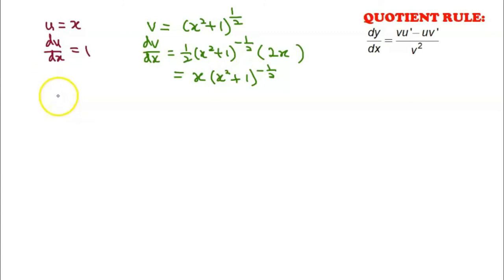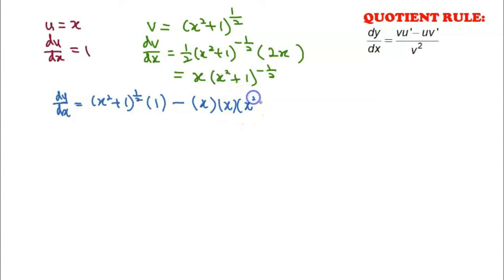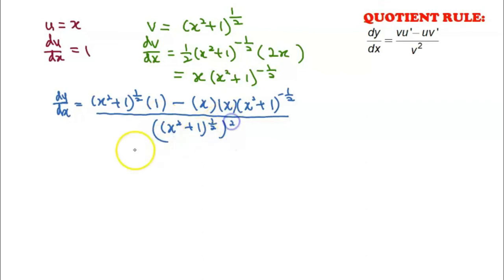Now we are going to find dy over dx by using the quotient rule. v equals x squared plus 1 to the power of 1 over 2. u prime equals 1, minus u, which equals x, v prime equals x times x squared plus 1 to the power of negative 1 over 2, over v squared, which is x squared plus 1 to the power of 1 over 2, squared.